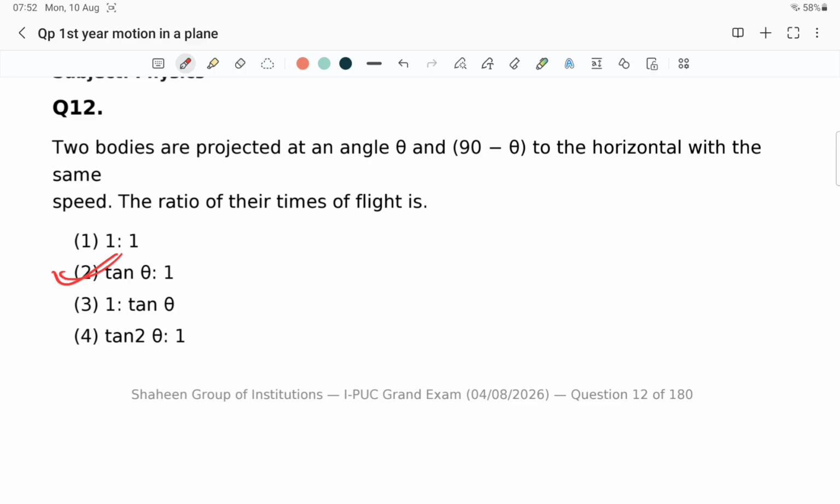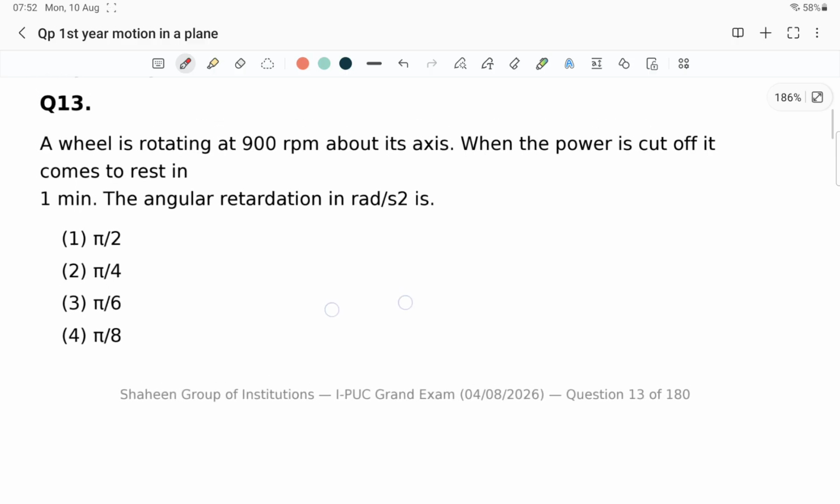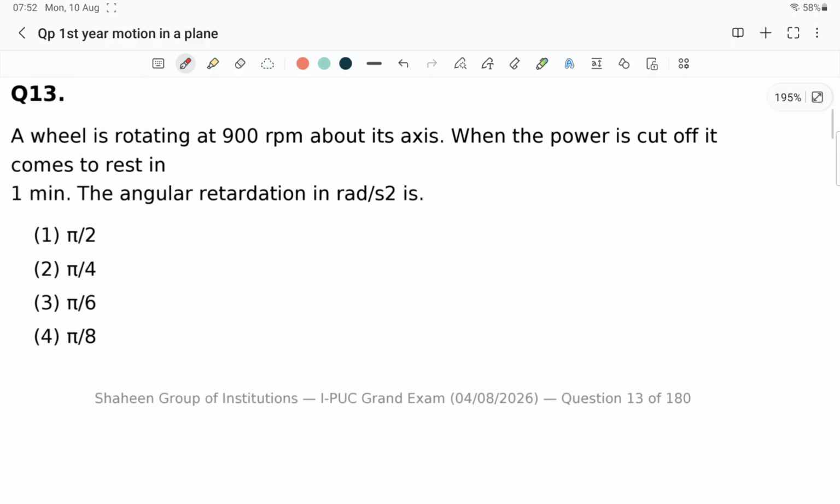Next, let us move on to the next question. Question number 13. Okay, have a look. A wheel is rotating at 900 rpm. When the power is cut off, it comes to rest. It is already running at 900 rpm, omega naught, comes to rest, omega f is 0. Now time taken is 1 minute, that is 60 seconds.